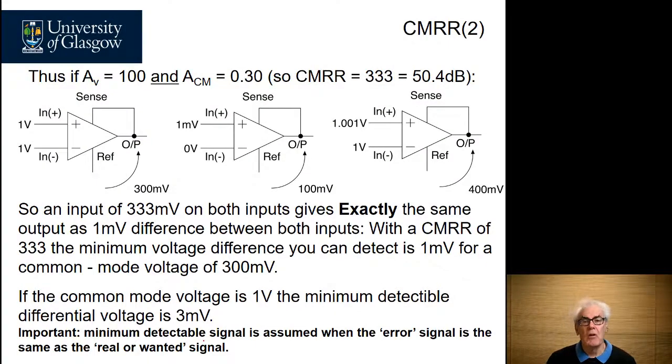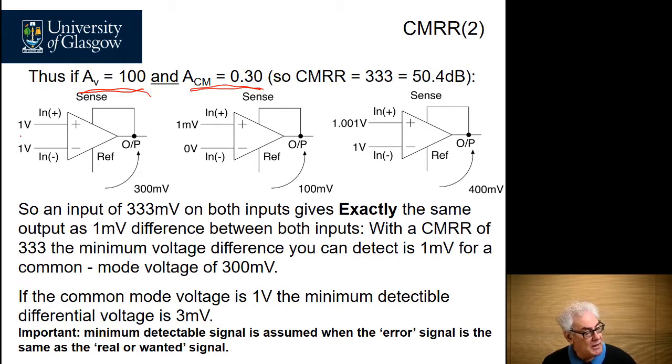Let's go back to our instrumentation amplifier and look at what happens when we actually have some common mode gain and differential gain. So here we've defined the differential gain as 100 times, and we've defined a common mode gain of about 0.3. So calculating that out, we have a common mode rejection ratio of 333 times, which is 50.4 decibels. Now let's apply our three scenarios.